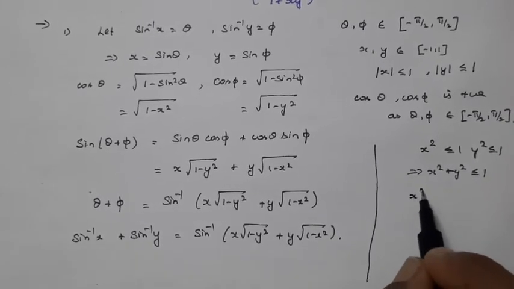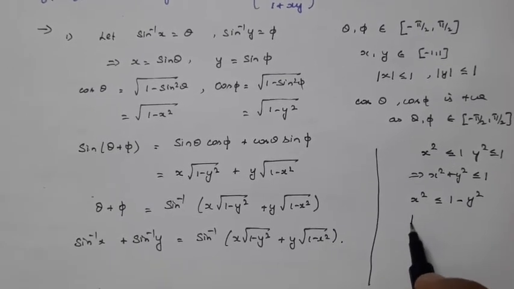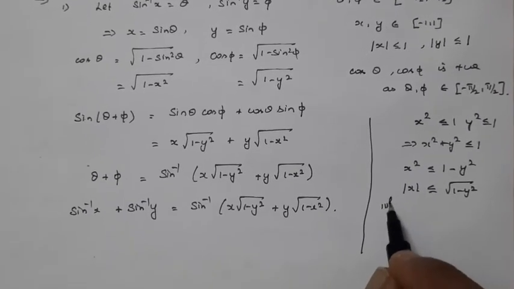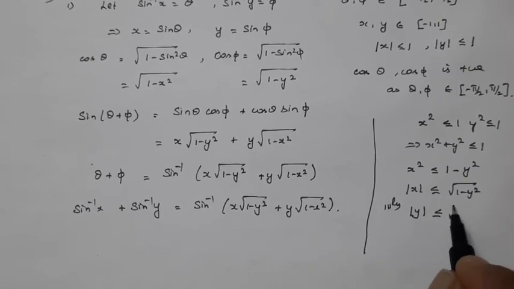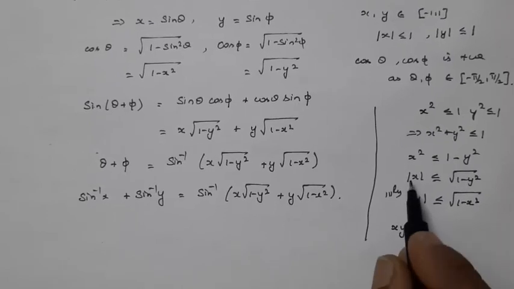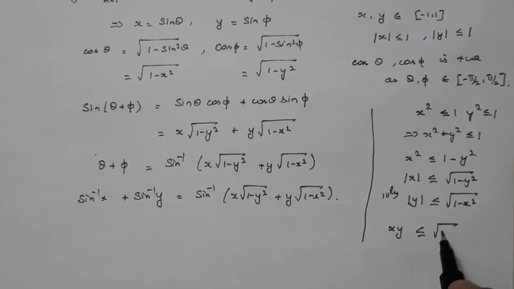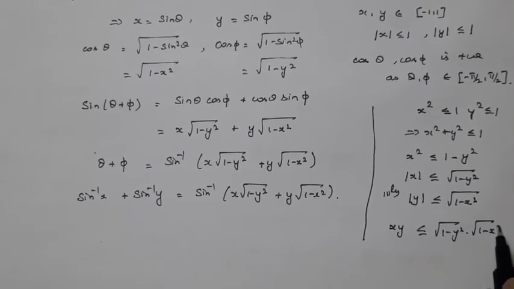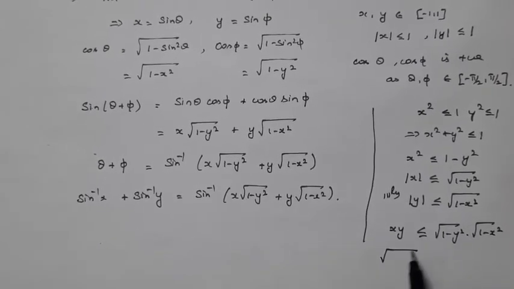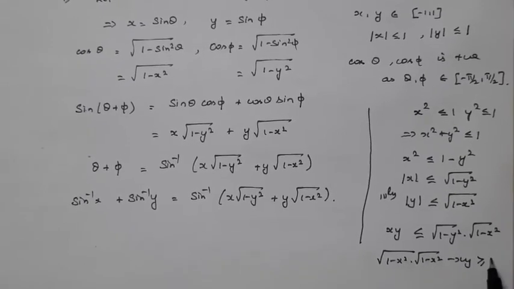That means x squared is less than or equal to 1 minus y squared, or taking square root we have modulus of x is less than or equal to root of 1 minus y squared. Similarly, modulus of y is also less than or equal to root of 1 minus x squared. Therefore, if you multiply, modulus of x into modulus of y, which we can simply write as xy, is less than or equal to root of 1 minus y squared into root of 1 minus x squared. Moving this to the opposite side we have root of 1 minus x squared into root of 1 minus y squared minus xy is greater than or equal to 0.